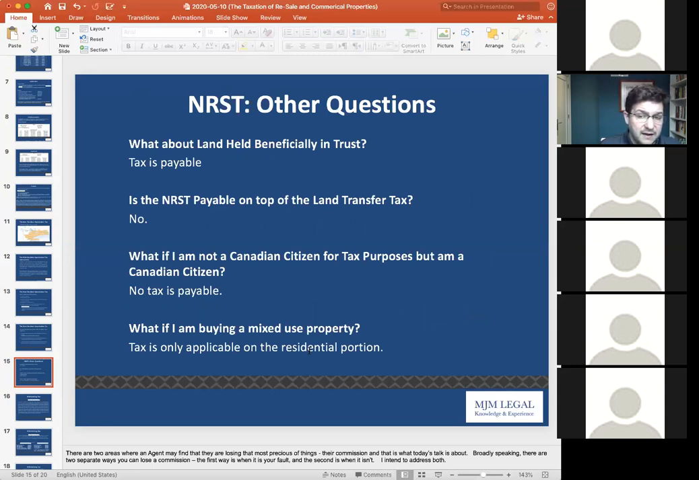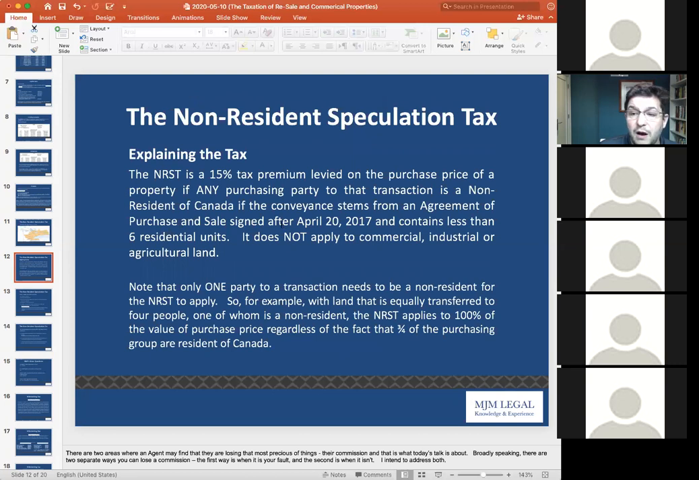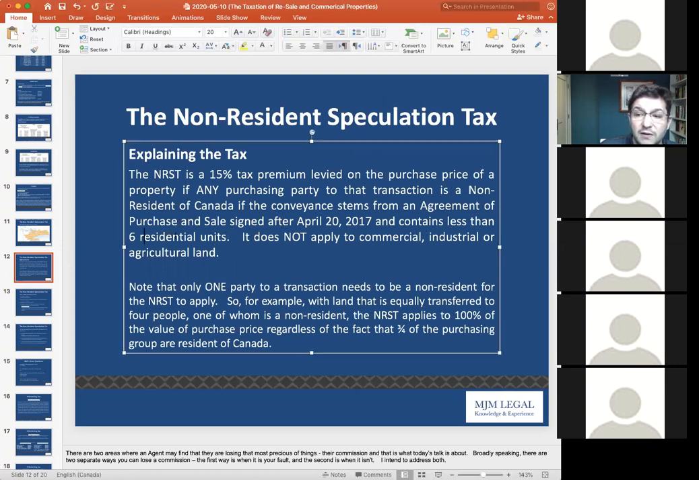If you're not a Canadian citizen for tax purposes, but you have an actual passport, no tax is payable. What if you're buying a mixed-use property? Well, that's allocated by MPAC, the percentage of mixed use and commercial and residential, and you only pay it on the residential portion because, again, the NRST is only paid on residential properties that contain less than 6 residential units. Commercial has nothing to do with it.